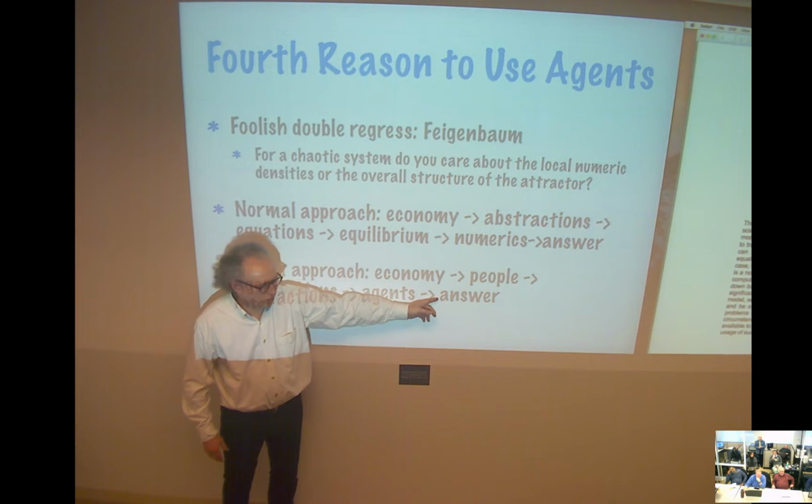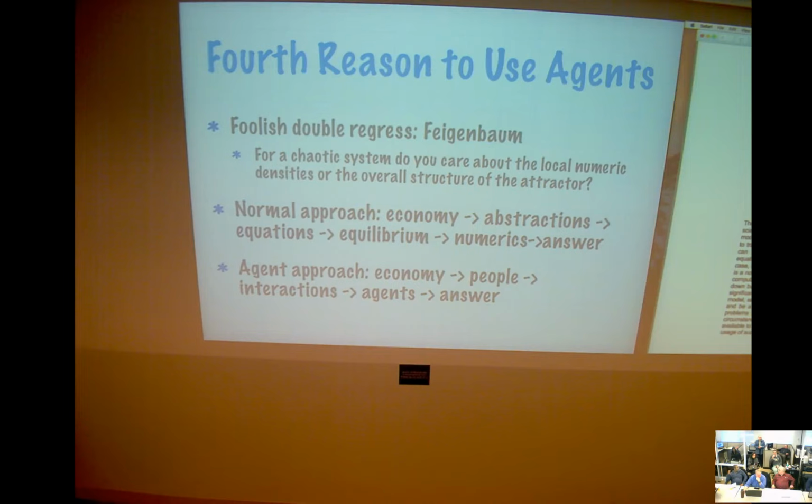So just to push forward a little bit, you could get from agents to counting to numerics, and then you can put equations and mathematical theorems on top of those curves and those numbers that are coming out of your agent model. Potentially, that's true. And so then that gets you back to an abstraction.